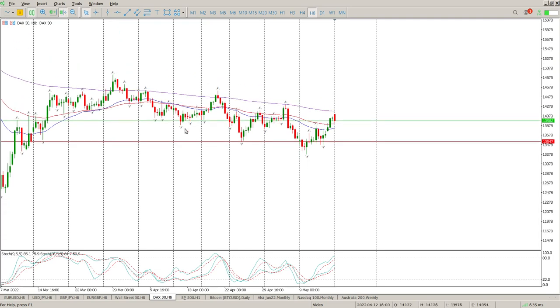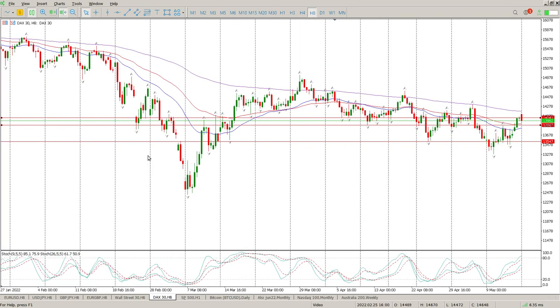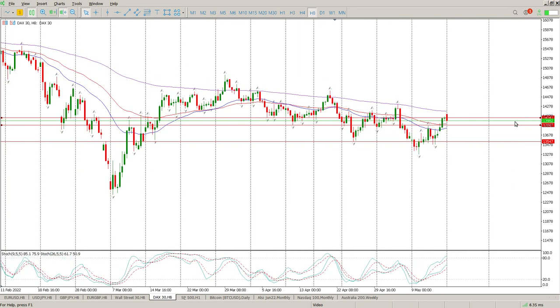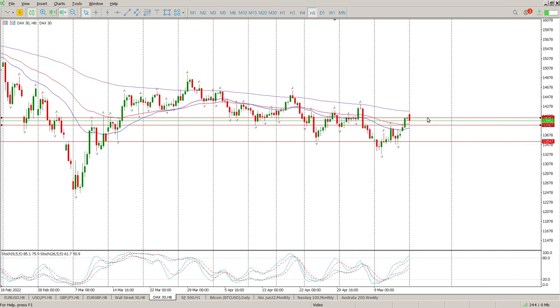So we kind of closed above this fairly interesting area here, and I'm just going to put two levels in. So you can see, if I go to the left, you'll see lots of interaction between these two levels, and that's basically between 14,041 and 13,887.